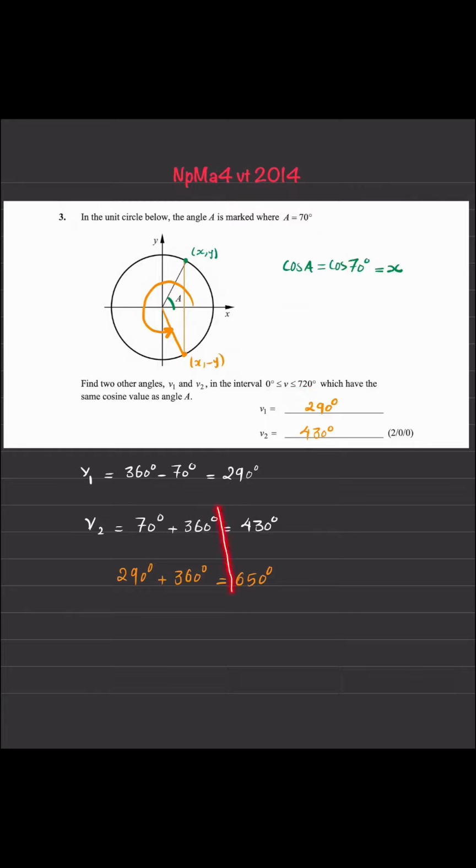So out of these three angles, you can choose two of them on your choice and write them here and there.